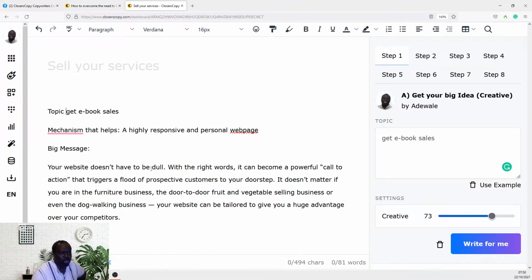So your website doesn't have to be dull. With the right words, you can become a powerful call to action. Okay, right, or you can create.